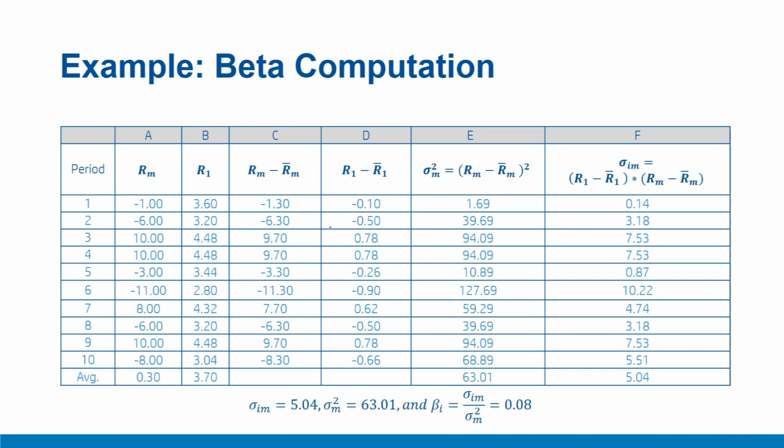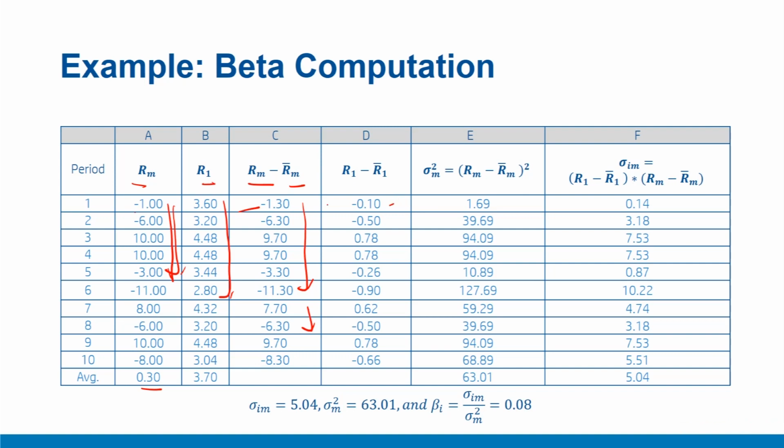Let us do a simple numerical example here to understand this process. Let's say we have these return observations given to us: market return observations and security return observations for security 1, let's call them R1, and RM for market returns. First, we'll compute the deviations from the mean, like RM minus RM bar. The mean of RM is 0.3, so for the first observation, minus 1 minus 0.3 is minus 1.3, and similarly we'll compute deviations for all the observations.